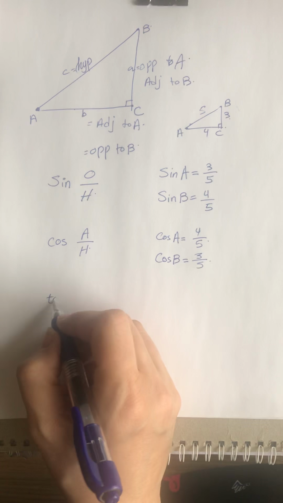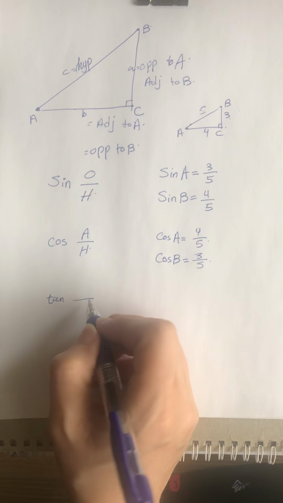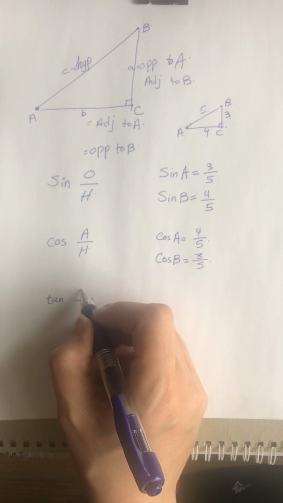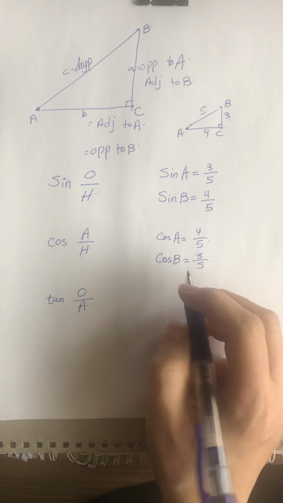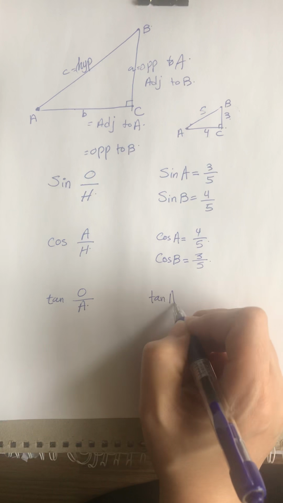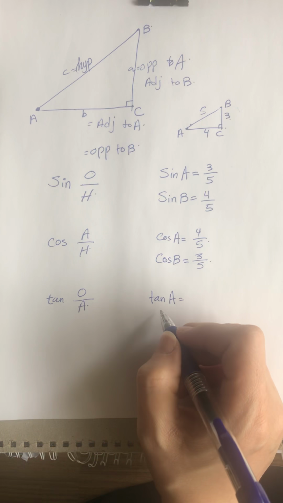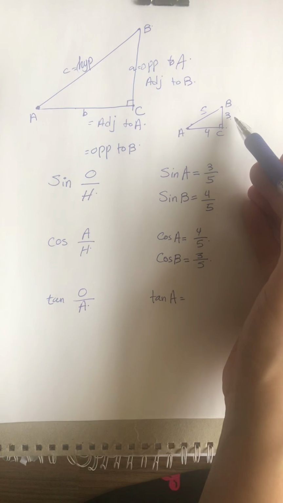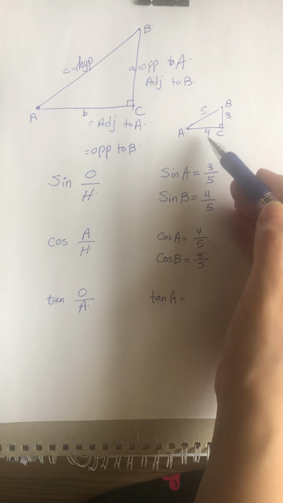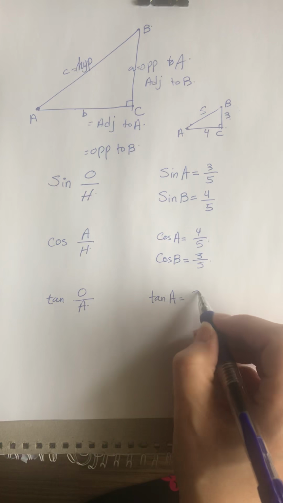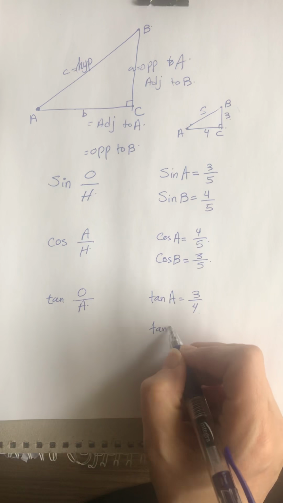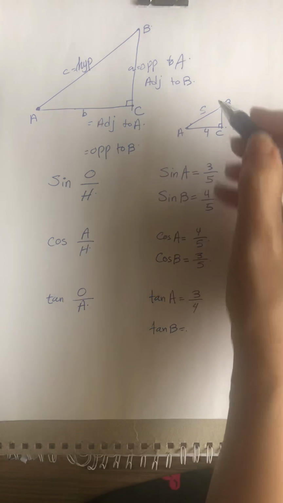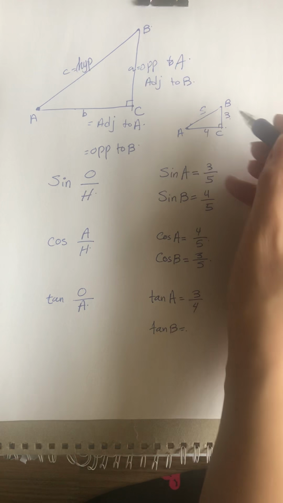There's a third ratio which is called tan, and that's defined as opposite over adjacent. So if you want to find tan A, we have to say opposite over adjacent, 3 over 4. For tan B, we have to say opposite over adjacent.